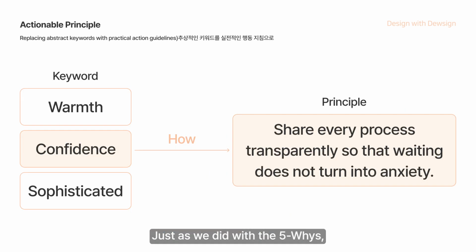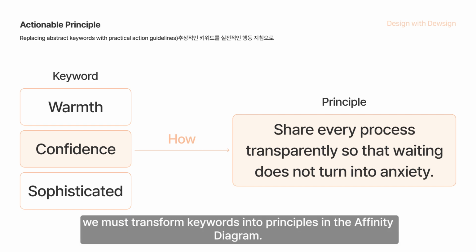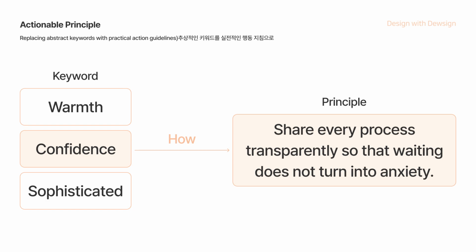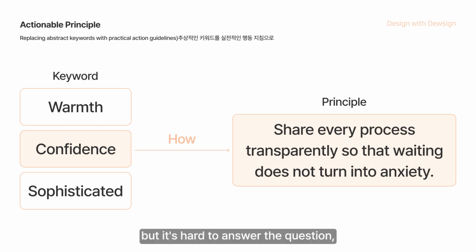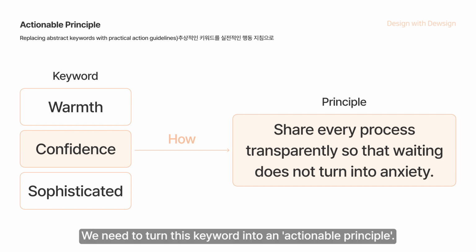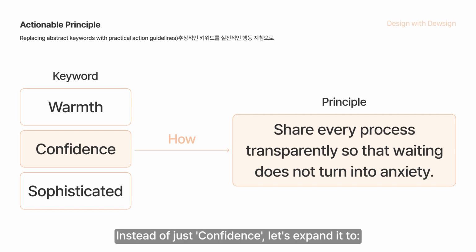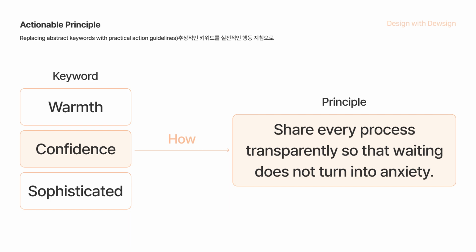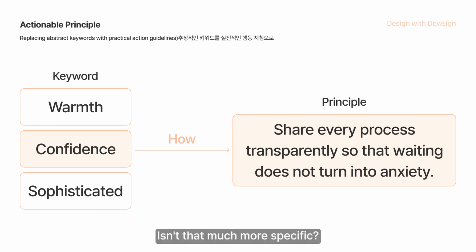Just as we did with the 5 whys, we must transform keywords into principles in the affinity diagram. The keyword confidence is great, but it's hard to answer the question, so how should I design, with just that word. We need to turn this keyword into an actionable principle. Instead of just confidence, let's expand it to share every process transparently so that waiting does not turn into anxiety. Isn't that much more specific?